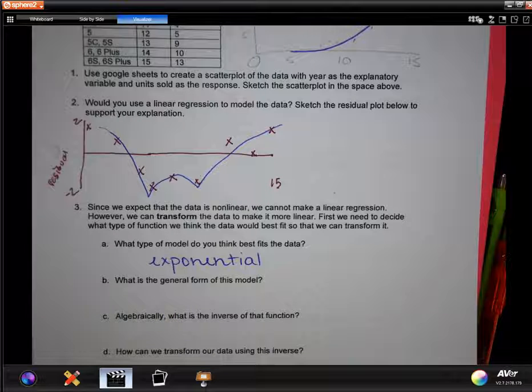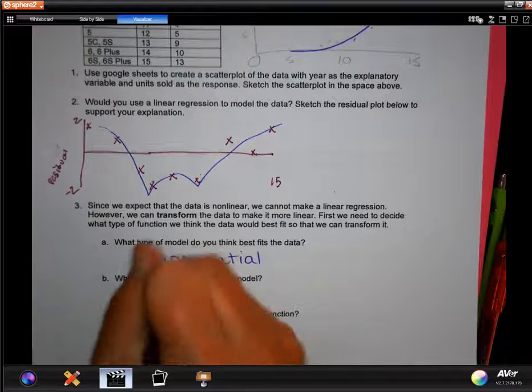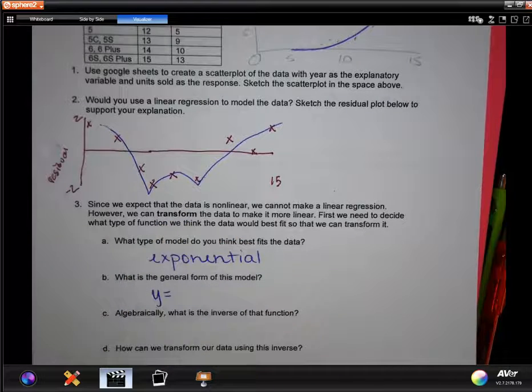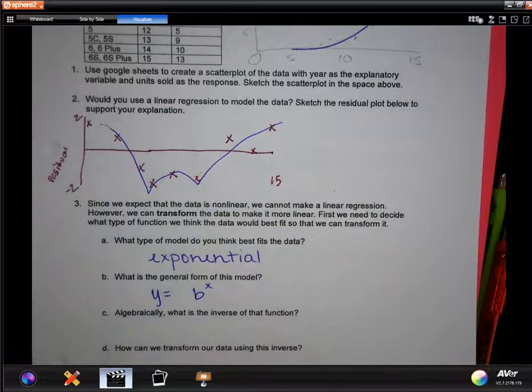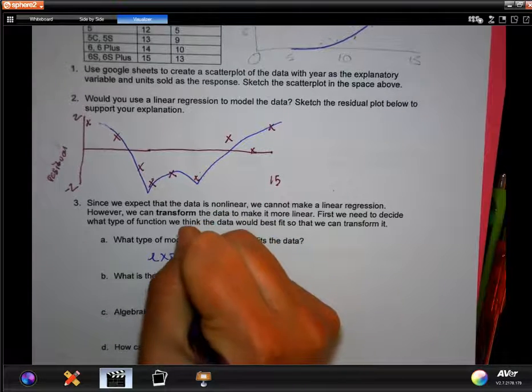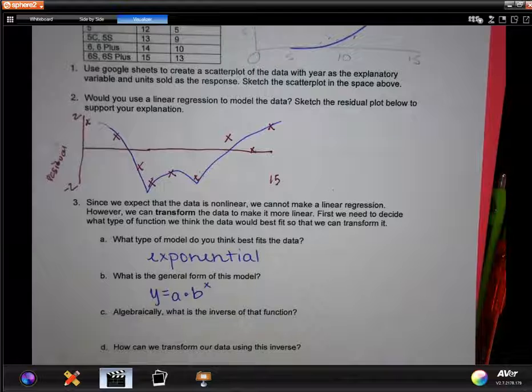All right, general form. So no numbers: y equals a times b to the x. We use b for base, b to the x, and it can be multiplied by something, right? Yeah, that's general form. No plus c. Why not? Because we're not doing calculus.